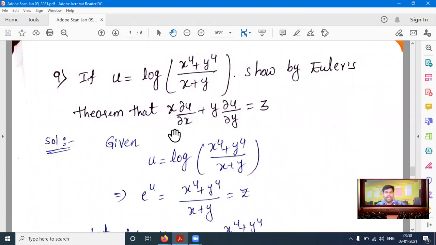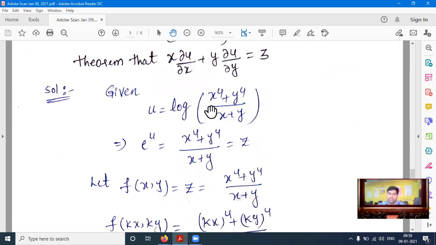See, if u is equal to log of (x⁴ plus y⁴) divided by (x plus y), show by Euler's theorem that x·∂u/∂x plus y·∂u/∂y is equal to 3. In that also we got x·∂u/∂x plus y·∂u/∂y is equal to 3. So given u is equal to log of (x⁴ plus y⁴) divided by (x plus y).